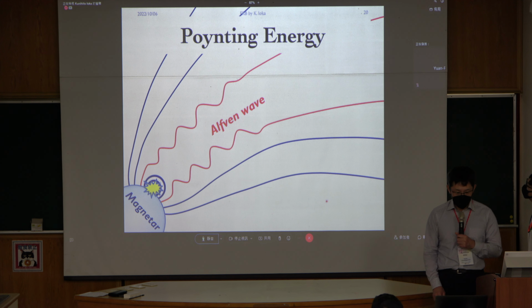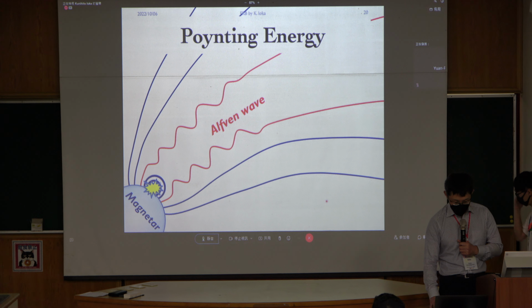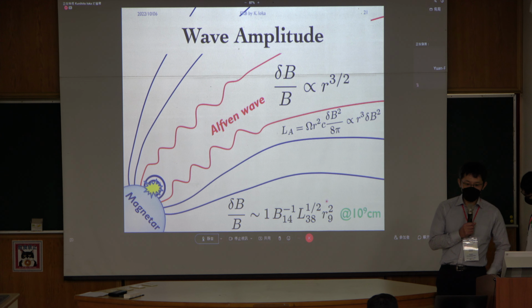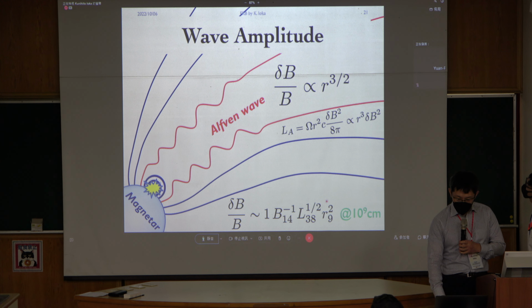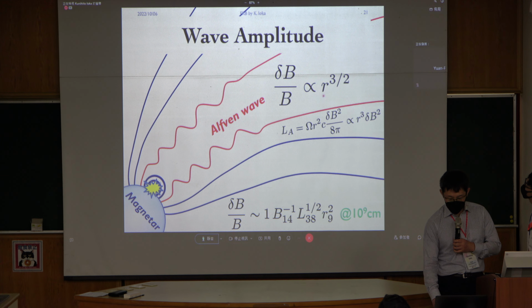Okay, let's go to the second half of my talk, and this is about the Alfvén waves. In order to understand the Alfvén wave contribution, the evolution of the wave amplitude is very important. The wave amplitude is the ratio of the perturbation of the Alfvén wave to the background magnetic field, and this ratio grows as a function of the radius. This is derived from the luminosity of the Alfvén wave, which is about constant.